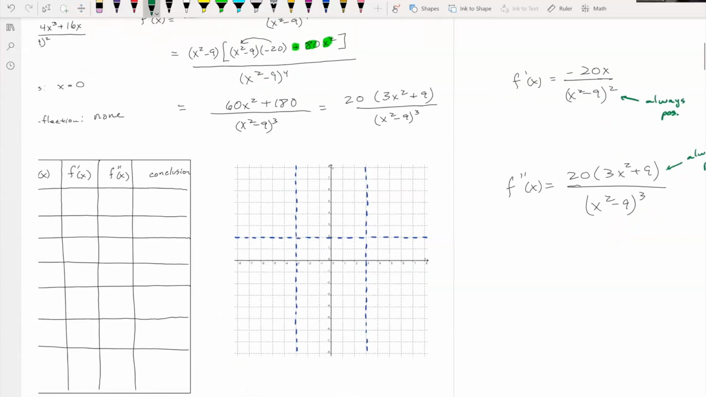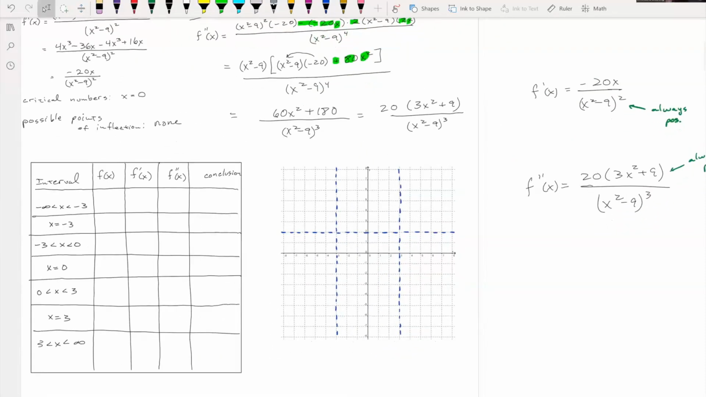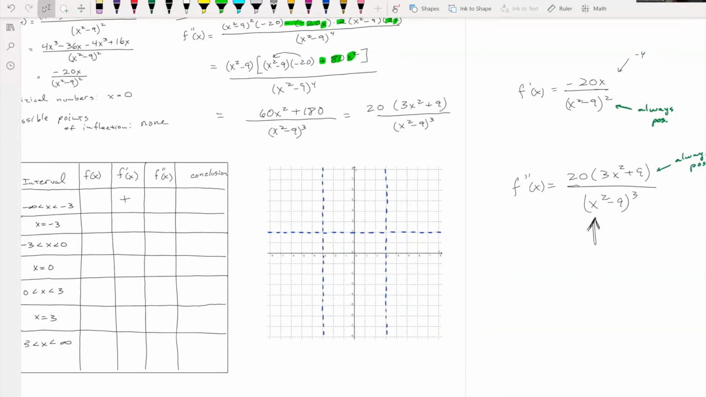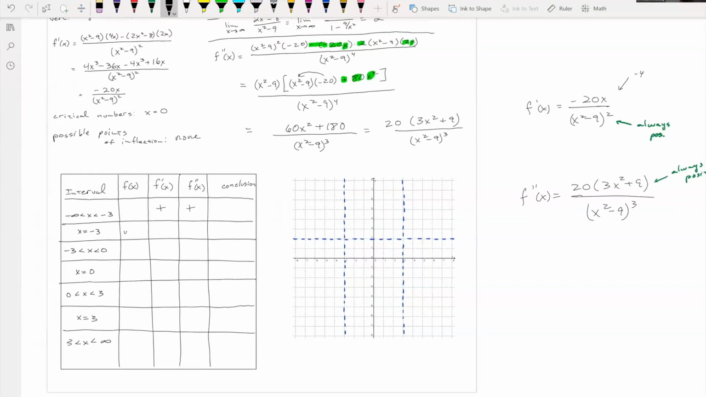So if we look at f prime and we pick a value between negative infinity and -3, like throw in a -4 up there, we're going to get positive over positive. If we plug in -4 down here, we're going to get 16 minus 9, which is positive. So that gives us a positive over positive, so we get a plus sign there. At x equals -3, everybody's undefined, and we know that we have a vertical asymptote there.